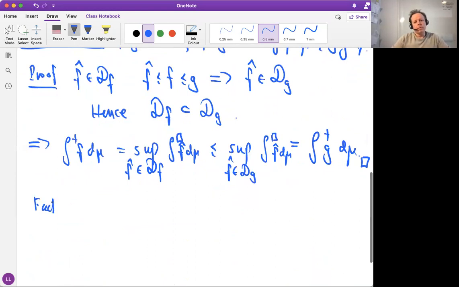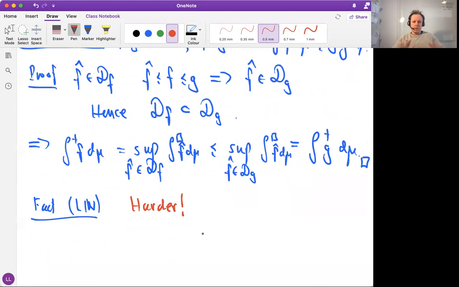The next thing we want to do is linearity. Can we do it in a simple way? No, that's actually harder. Proving linearity is way harder, actually. Why is that the case?